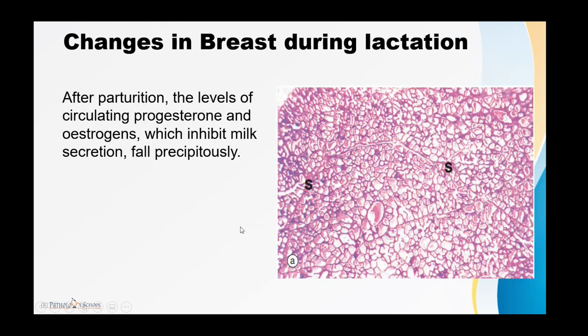During lactation, the levels of circulating progesterone and estrogen, which inhibit milk secretion, fall precipitously. This leads to an increase in the number of lobules and subsequently acini, and the intervening fibrofatty stroma is reduced to a very thin structure due to the function of lactation. Increased secretions can be seen in the acini.